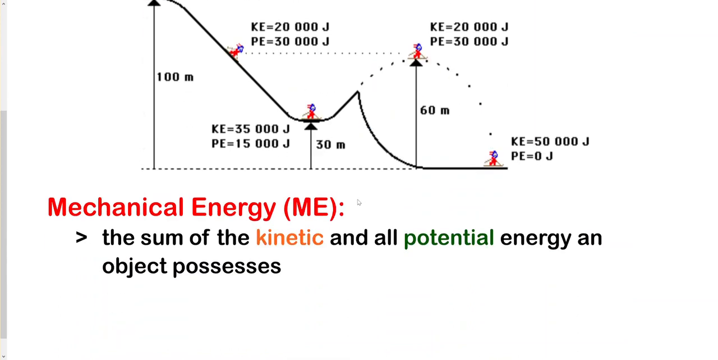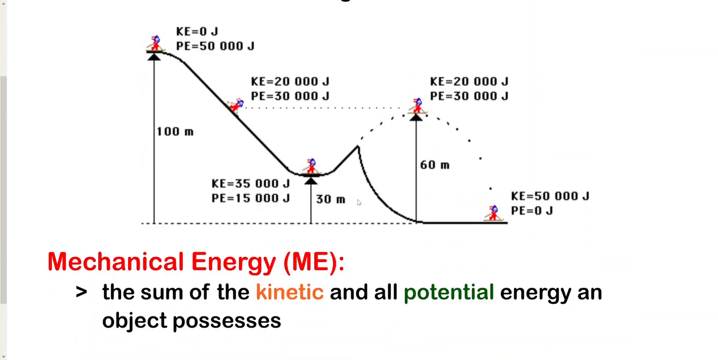Mechanical energy is defined as the sum of all the kinetic and all the potential energy an object possesses. For this year, we're just going to look at gravitational potential energy, but just be aware there are other types, such as elastic potential energy in a spring or a rubber band. So we're going to focus just on gravitational, but there are other types.